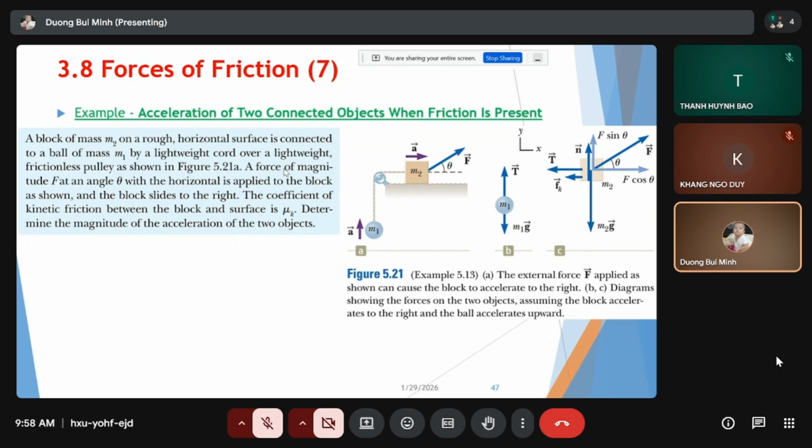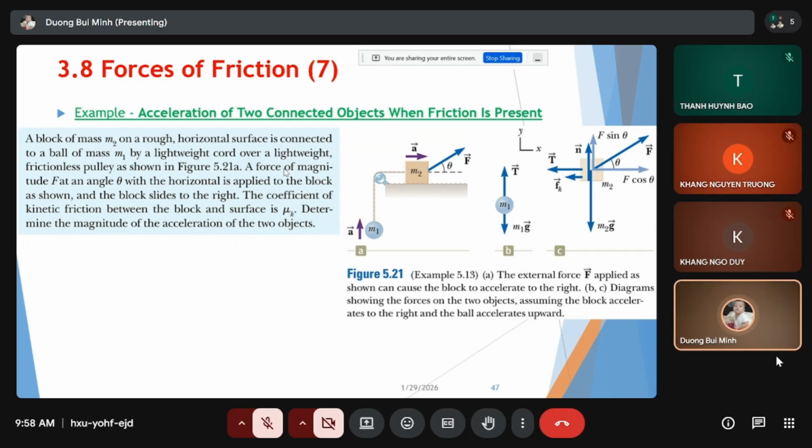components of A, right? Because here, A is parallel with the Y axis, so that means we don't have AX, we only have AY. And here, A is parallel with the X axis, so we don't have AY, we just have AX. So to be more simple, right?